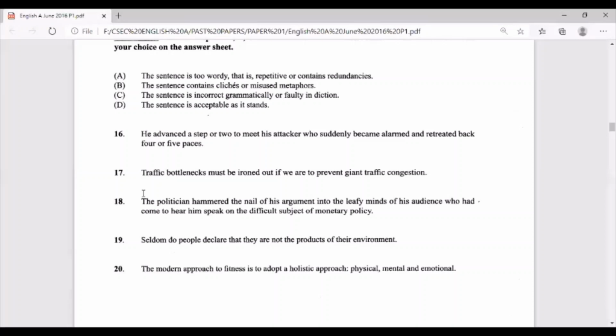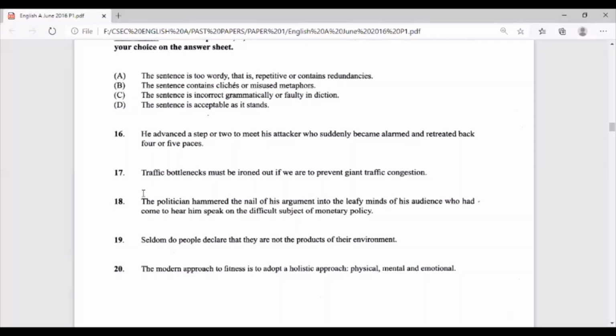Number 19. Seldom do people declare that they are not the products of their environment. Sentence is fine. Seldom meaning not often, so seldom meaning rarely. And everything else is fine. Do people declare, I mean, our grammar is fine. And there's no metaphor here. There's no repetition or redundancy. So our sentence here is fine.